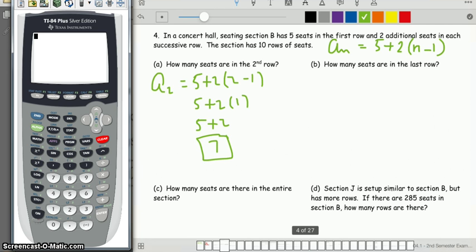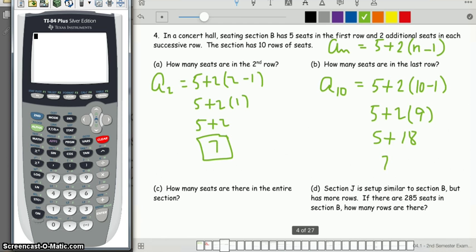Letter B, how many seats are in the last row? There are 10 rows in all, so I find a sub 10. In my equation I'm going to plug in 10 for n and see what I end up with by doing algebra. 10 minus 1 is 9. 9 times 2 is 18. 5 plus 18 is 23.